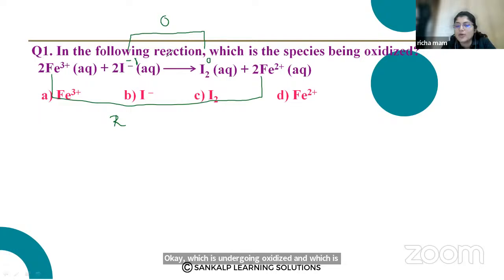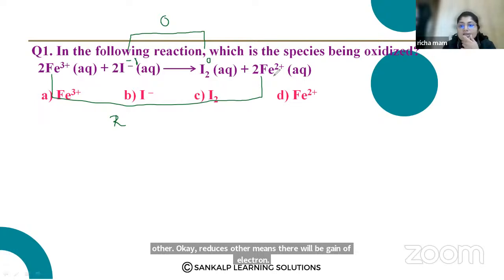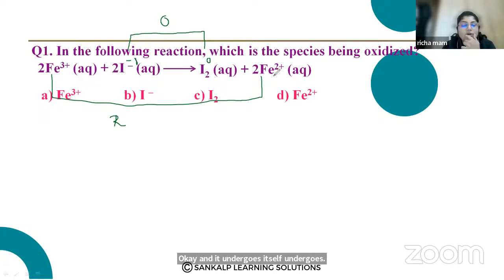Now oxidizing agent, what does an oxidizing agent do? Oxidizing agent oxidizes other and itself undergoes reduction. What do reducing agents do? Reducing agent reduces other, which means there will be gain of electron by the other, and it itself undergoes oxidation.